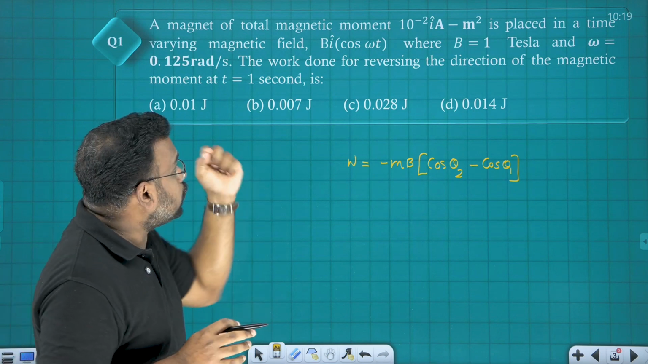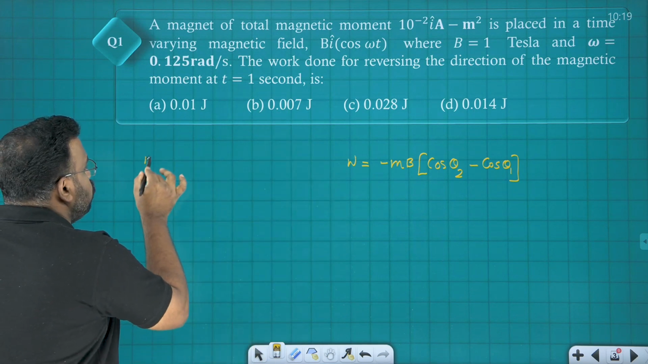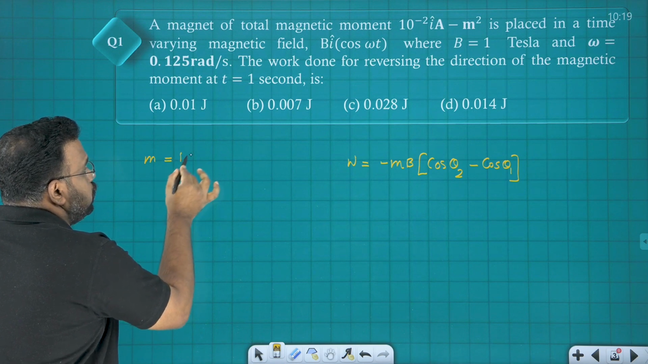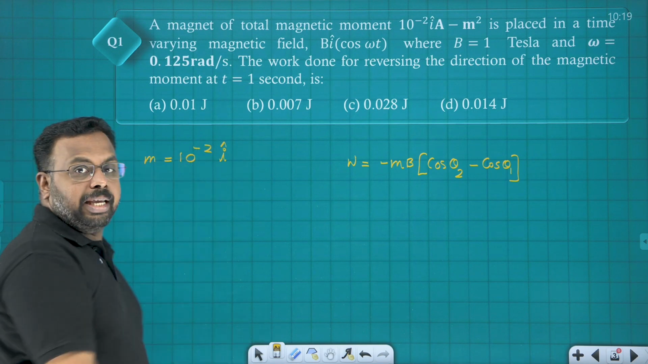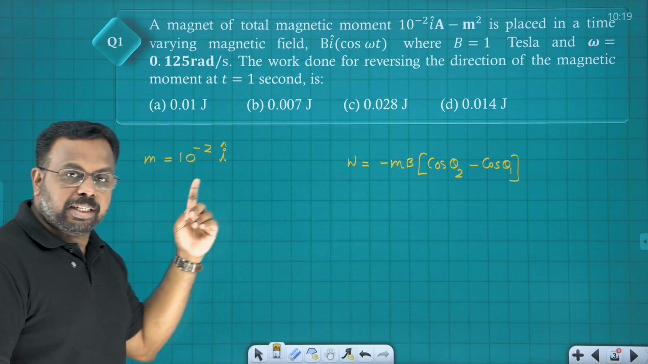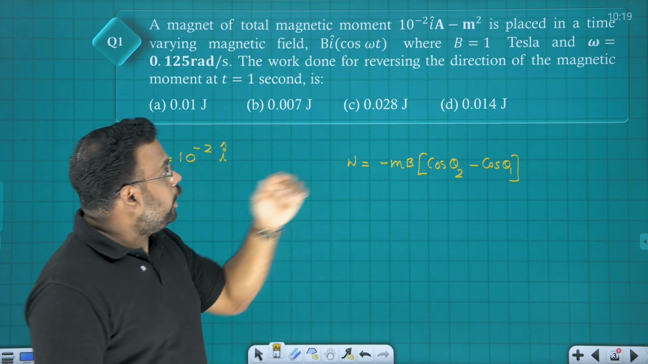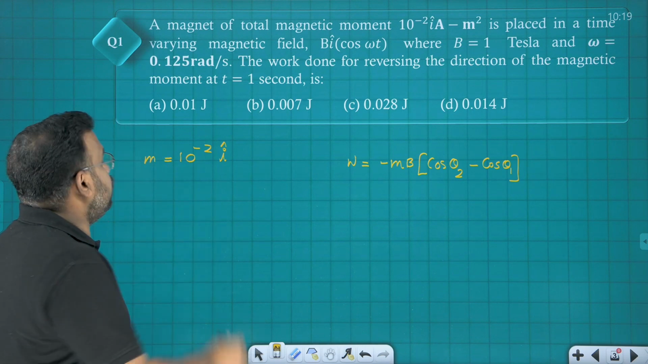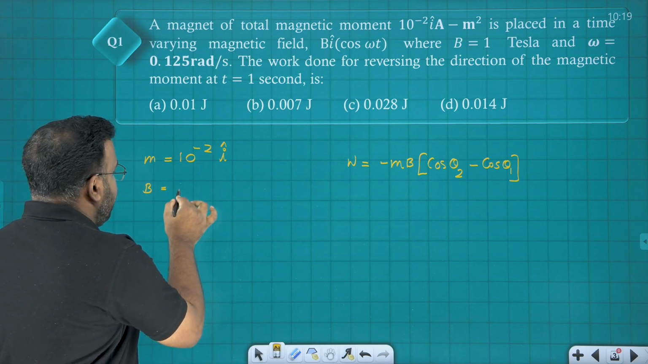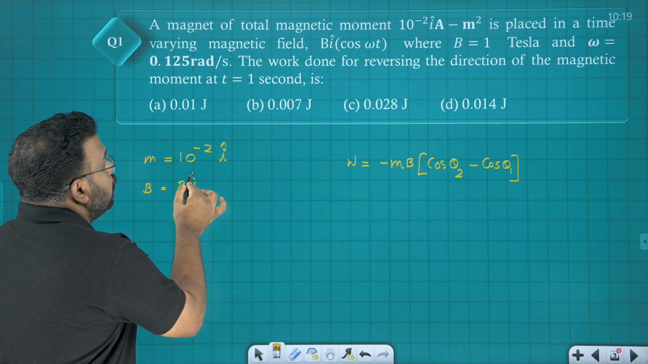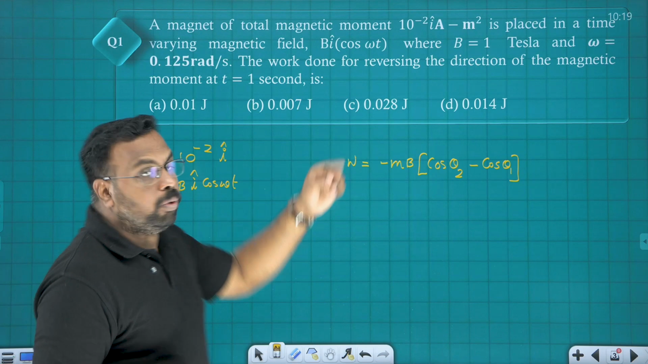Now let's check what this situation is. Magnetic moment is given, so M is equal to, what is its magnitude? 10 power minus 2 I cap. Please note that I cap. What does I cap mean? The direction is along the positive x-axis. It is placed in a time varying magnetic field. Magnetic field B is given as B I cap cos omega t, where B is equal to 1 Tesla.